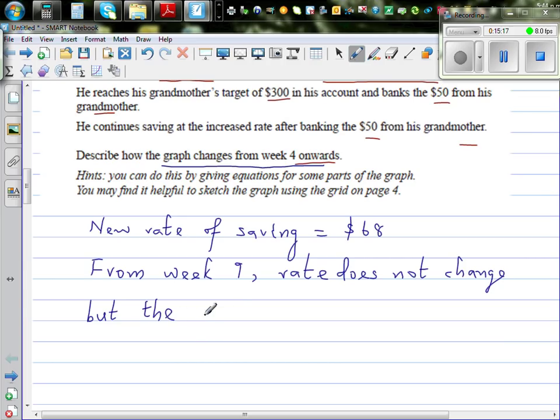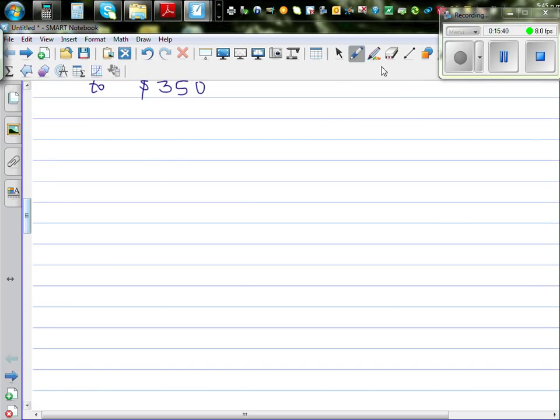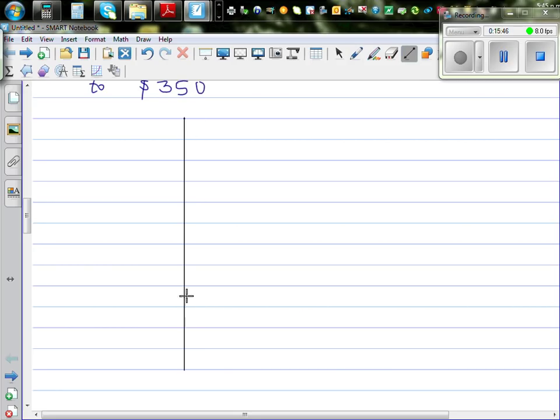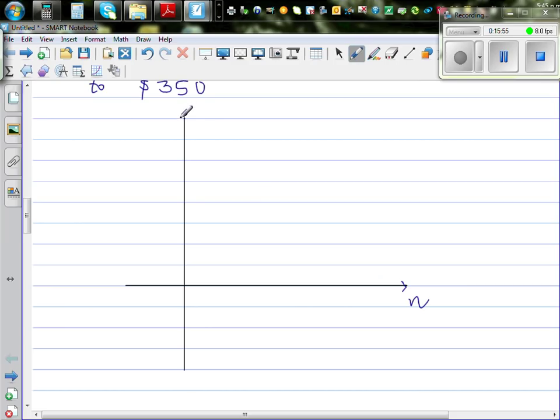but the graph jumps from $300 to $350. So let us do a sketch of what the whole story is about. So this is your y-axis, and this is your x-axis. On the x-axis, we are taking the number of weeks, so n for number of weeks and s for saving. Now this is only a sketch.